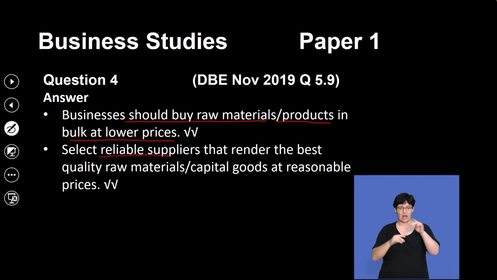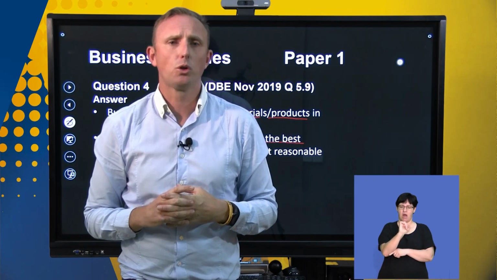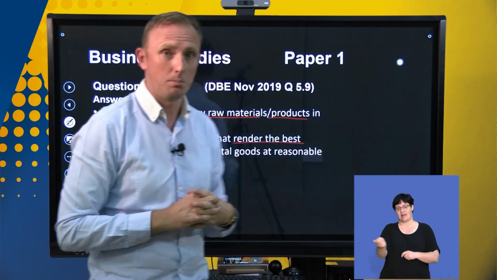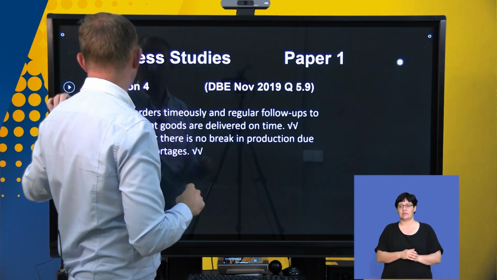We have to select reliable suppliers that render the best quality raw materials at reasonable prices. So if you look at Rolls-Royce, they are going to go and buy leather from the best leather makers in the world, because that's what their product is about. Their product is all about quality. So they have to make sure that they go and get the best suppliers for their raw materials, because that is what they're going to be selling to their customers.